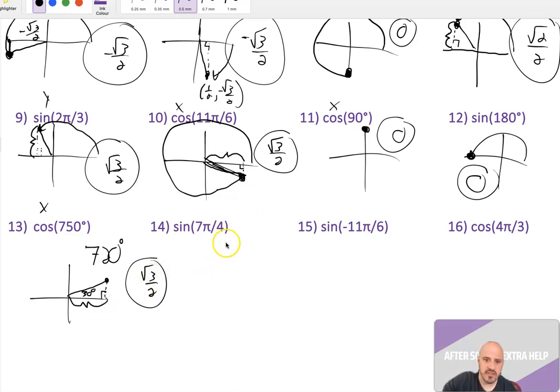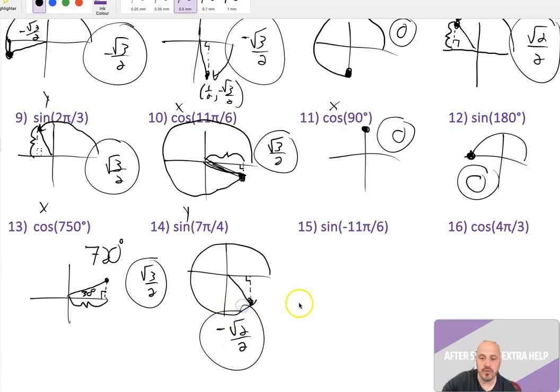How about sine of 7 pi over 4? Let's see. Pi over 4, 2 fours, 3, 4, 5, 6, 7. Right over here, a 45-degree angle. I'm going to always connect that back to my x-axis there. I already know my answer is going to be some form of root 2 over 2 in all of these 45-degree triangles, but I have sine. Sine in my fourth quadrant is negative, right? The y value is negative down here. So I have negative root 2 over 2.